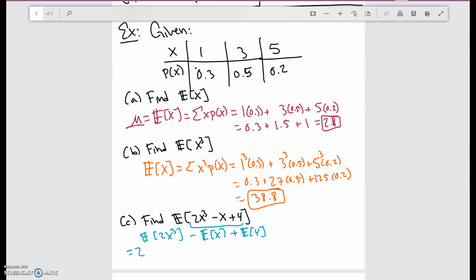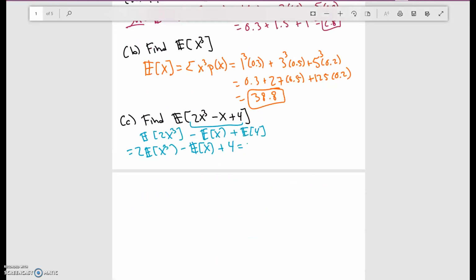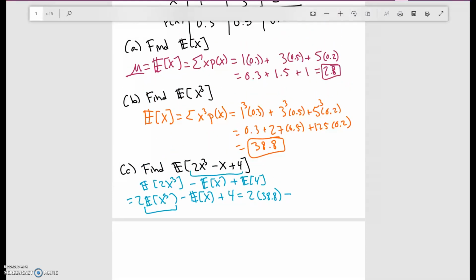This is going to be equal to 2 times the expected value of x cubed minus the expected value of x, and then the expected value of a constant is just going to be itself. So I have 2 times the expected value of x cubed, well that's what we solved in part B, that's just going to be 38.8. Minus the expected value of x, that's what we solved in part A, that's just going to be 2.8. And then I'm going to add 4.